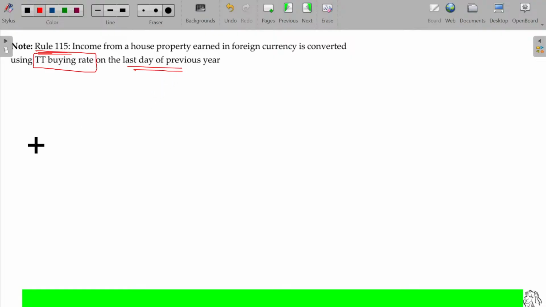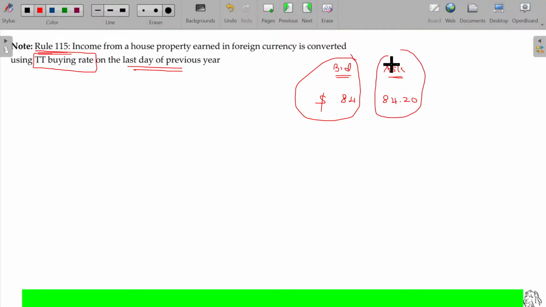Telegraphic transfer buying rate. So when you see the rates quoted for the dollar by the banker, this rate may be 84 rupees, or 84 rupees 20 paise. This is the buying rate, the bid rate. This is the ask rate. If you want to sell your dollar, the banker will take it for 84 rupees. If you want to buy the dollar, the banker will charge this much. The difference between these two is the gain for the bankers for this service, right?